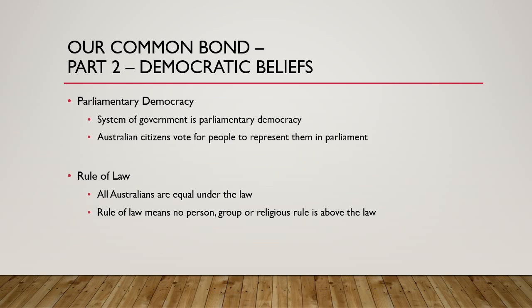Then we start part 2, which is the democratic beliefs. Australia's system of government is a parliamentary democracy. Australian citizens vote for people to represent them in the parliament. Rule of law indicates that all Australians are equal under the law, and rule of law means no person, group or religious rule is above the law.